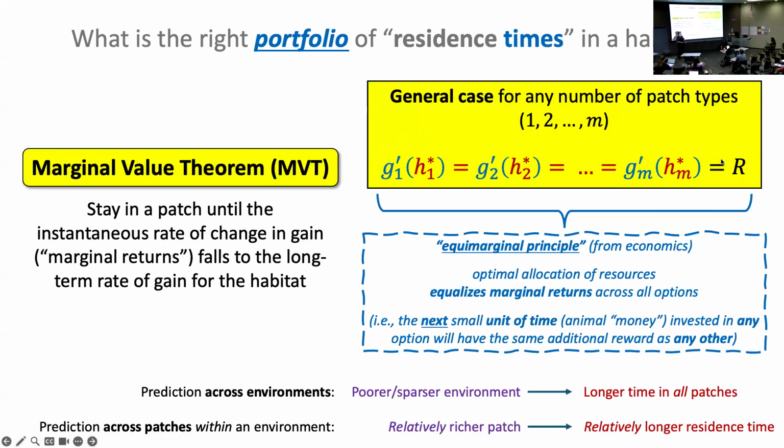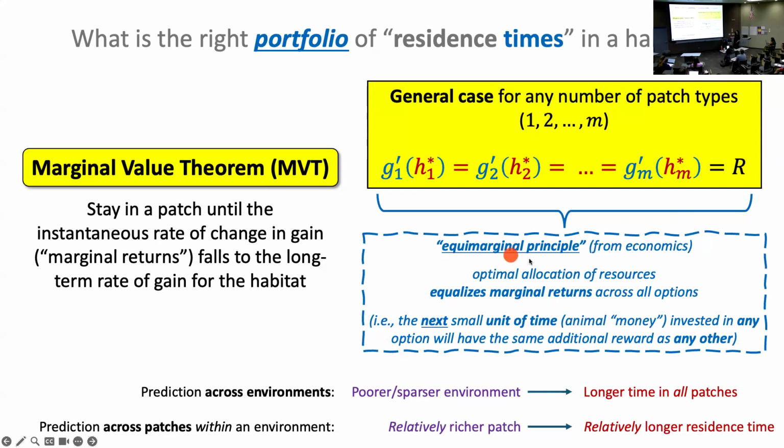The residence times aren't the same. This could be a really rich patch that you stay in for a long time. This could be a poor patch you leave almost immediately, and so on and so forth. But whatever the residence time for that patch type, they will balance out so that the instantaneous rate of gain is going to be the same across the patch types. And that is also going to be the same as the long-term rate of gain you get from searching in general. So that is another depiction of the marginal value theorem: across patches you see this equalization.